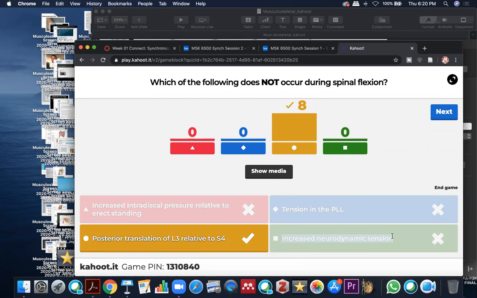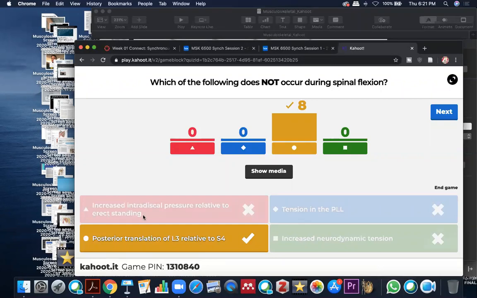So trunk flexion, neck flexion, you can even lift your leg up, so hip flexion, and then dorsiflex the ankle, and you're pretty much just putting tension on the entire nervous system. So spinal flexion is going to increase that neurodynamic tension. Extension would actually decrease it.